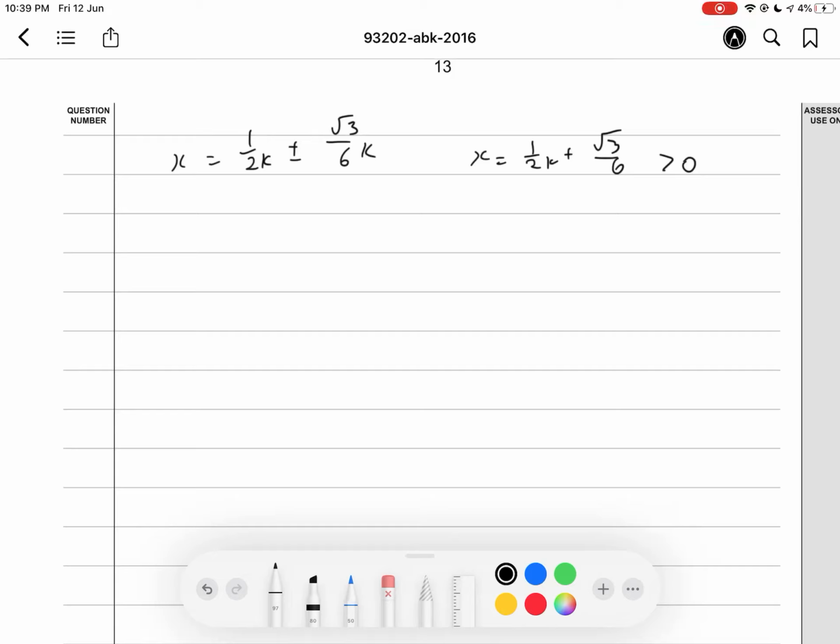Because we know if x is negative, then it cannot be a possible answer, because our parabola was on the right hand side of the origin. So we know that the x value is positive here. So x equals 1 over 2k minus root 3 over 6k. We're going to check if that's greater than 0. Root 3 over 6 is about 0.5 (roughly 0.29), so that is greater than 0. So we know this is also greater than 0.